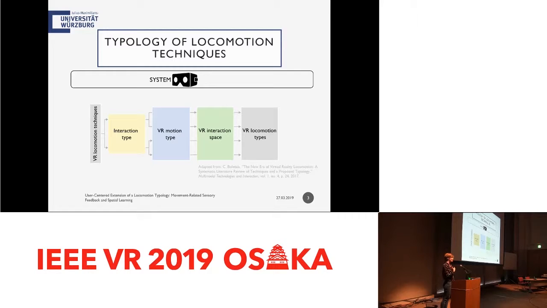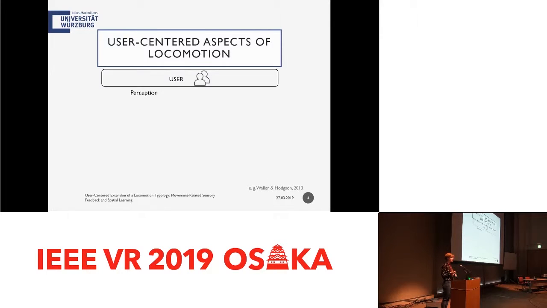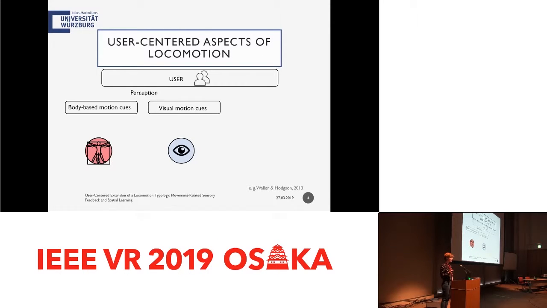His work is quite interesting, and I really recommend reading it because I can't go into it further, as we don't have much time. But unfortunately, it focuses mainly on the technological side of locomotion, and therefore we tried to extend his work by adding some user-centered aspects of locomotion, in particular the perception of locomotion. The perception of locomotion can be divided into body-based motion cues and visual motion cues.